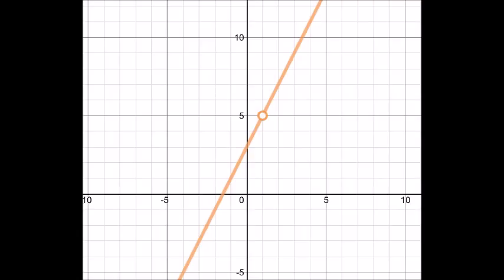Exactly! It is just like it sounds. We know that x equals 1 cannot be in our domain, so we draw a line, and when we get to x equals 1, draw a hole, and then just continue our line.